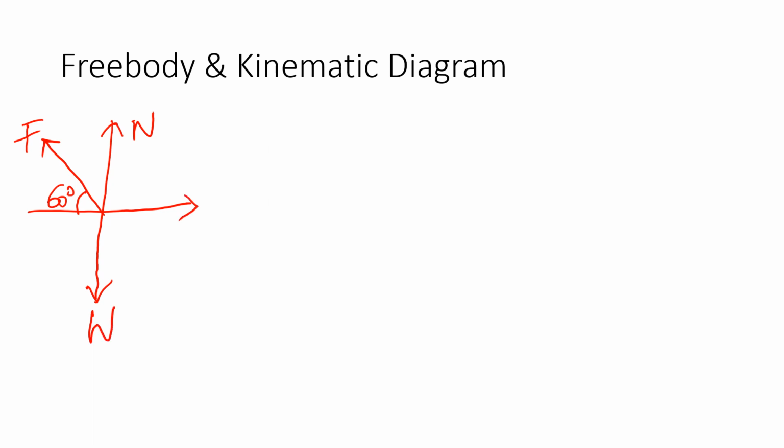Okay, so now I'm going to create the free body and kinematic diagram. Like previously stated, this is your x and y coordinate. This is your force, your pulling force, acting in this direction at an angle of 60 degrees. This is your normal force. This is your force of gravity, also known as the weight. And this is the force of friction, which is pulling in the opposite direction to stop motion.